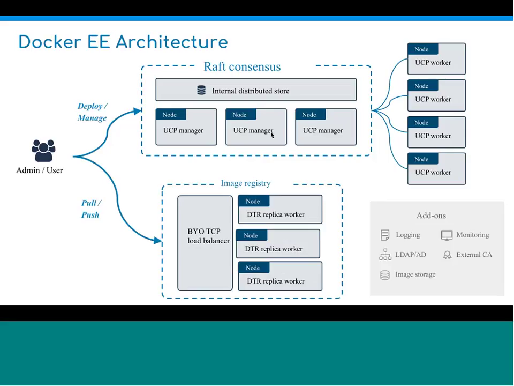Now, if you're interested in the private registry, then you also need to set up at least three, again, for high availability reasons, what we call replica workers. And so these DTR replica workers is what manages your image registry. So again, this ends up being the footprint that you would install either in your own data center or in a virtual private cloud in the public cloud. Now, when I talk about nodes, these nodes can be virtual machines or they can be physical bare metal nodes.